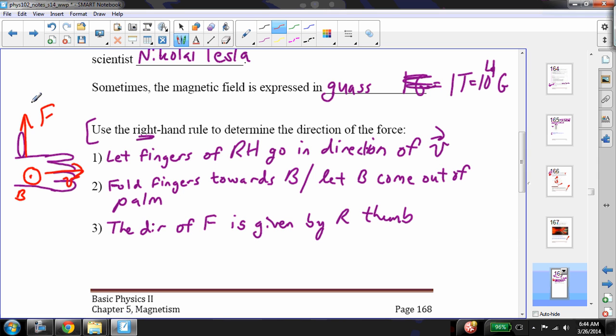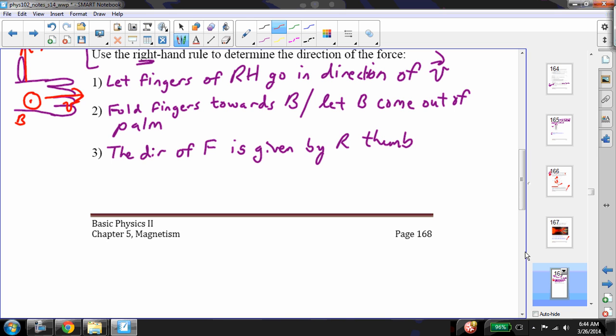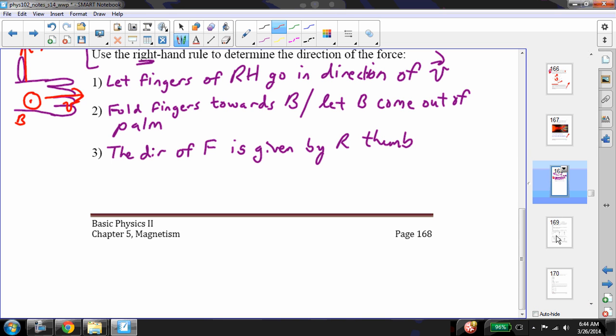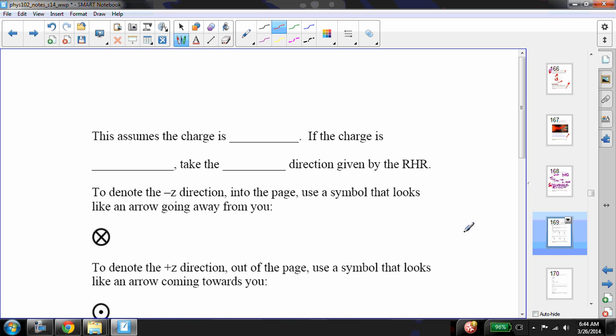All right. We'll do a number of different examples of this. If you're having trouble with this, it might be useful for you to come see me. I could sit down with you for 5 minutes and we can go over this a little more. Let's do a couple more details. Now, this assumes that the charge is positive.